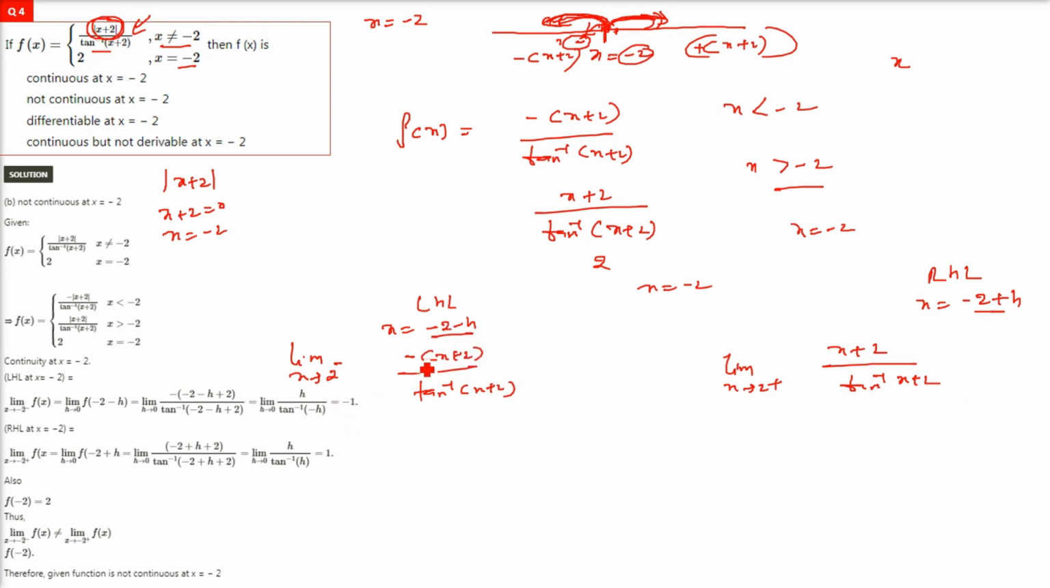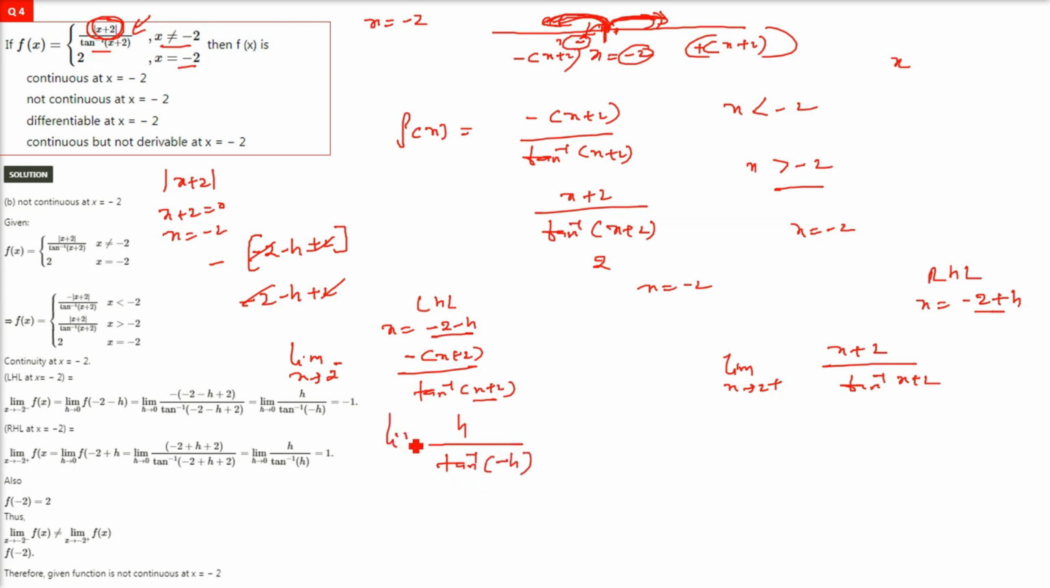Now we'll replace x by negative 2 minus h. So this is going to be minus, in place of x it is minus 2 minus h. So this gets cancelled, you get a positive h. So in the numerator, it's only h. In the denominator, it is x plus 2, so eventually it will be negative 2 minus h plus 2. The 2 gets cancelled, negative h. So you have tan inverse of negative h.